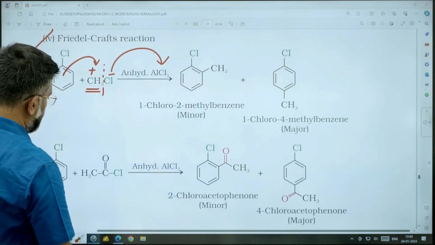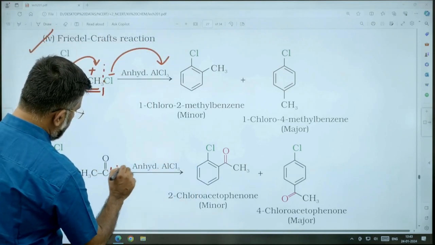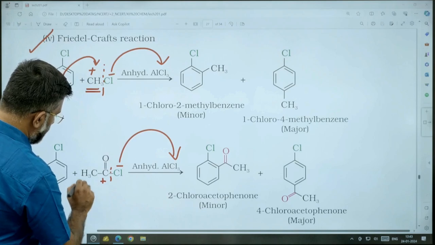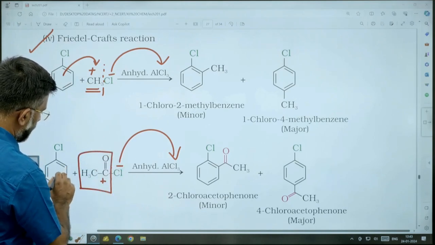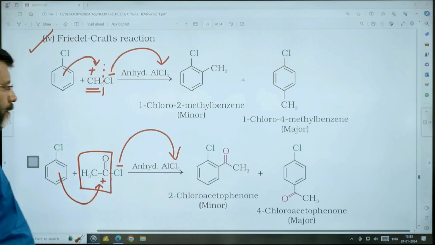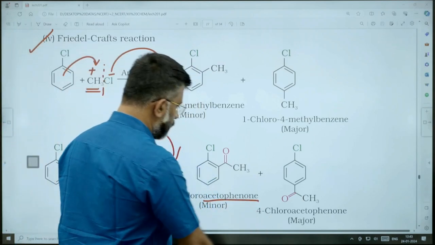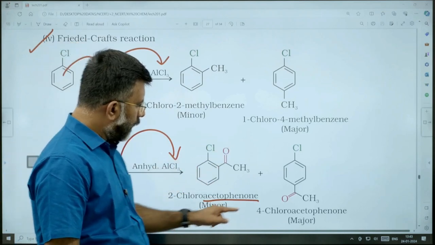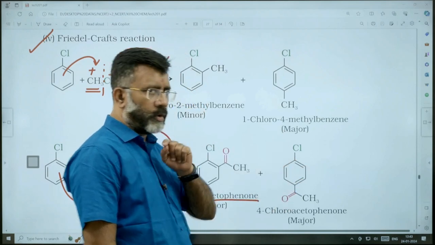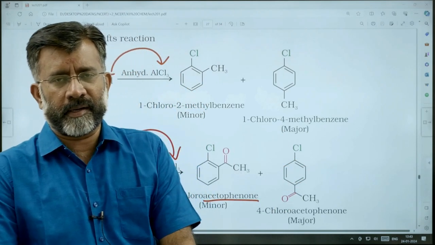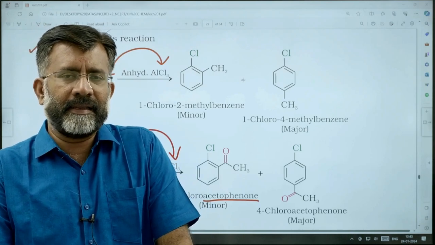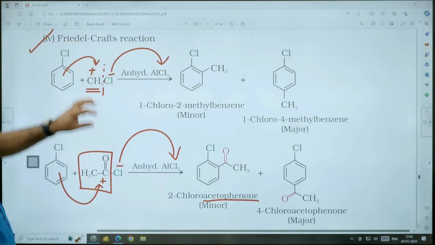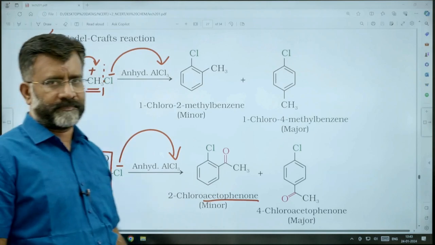While in Friedel-Crafts acylation, this bond is breaking here, Cl minus is withdrawn by the Lewis acid, and you get the acylium cation. This is the electrophile, which is attacked by the benzene ring. And there you get 2-chloroacetophenone and 4-chloroacetophenone. You get an aromatic ketone. In Friedel-Crafts acylation the electrophile is the acyl carbocation. Here the electrophile is the alkyl carbocation.